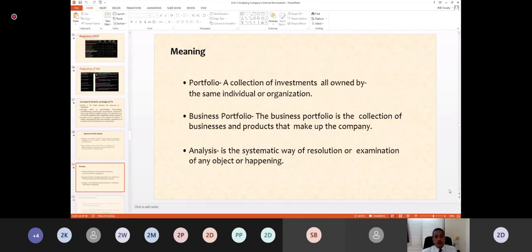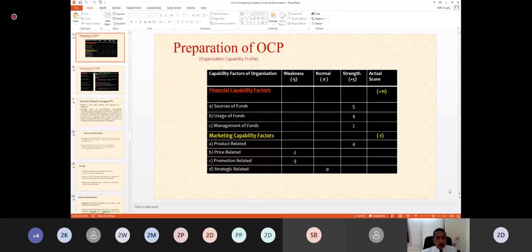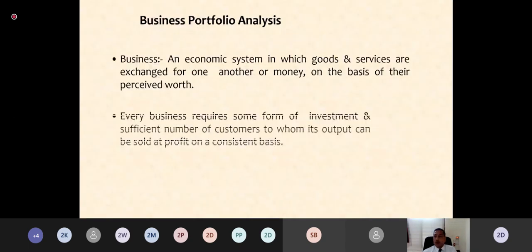So this preparation of the organization capability profile, that is all we have learned. Also, we have discussed the concepts of stress, leverage and fit. And today we will discuss business portfolio analysis. So how do we do this? What is business portfolio analysis and what are the different techniques in business portfolio analysis that we will have to understand in detail? Therefore, we will understand every key term in this business portfolio analysis.